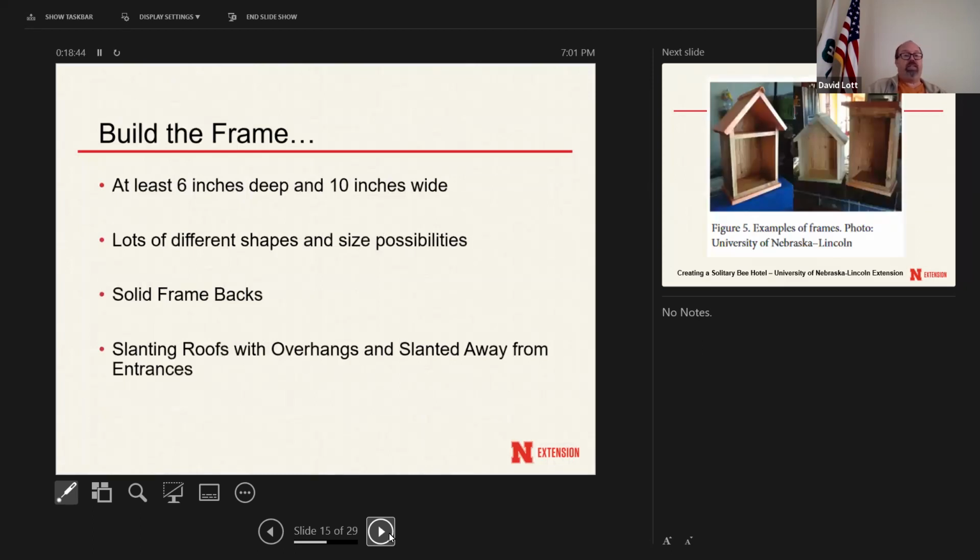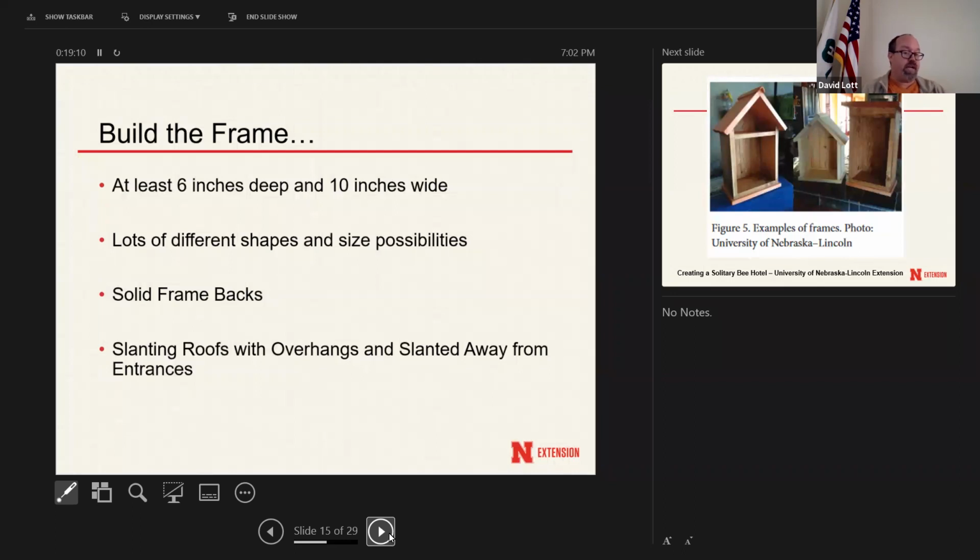The next one is building the frame. And this is the information from our NEB guide on doing our bee hotel. The frame that you would put all your bamboo bundles or your blocks or your cans or your PVC pipes needs to be at least 6 inches deep and 10 inches wide. So they do not have to be big hotels.